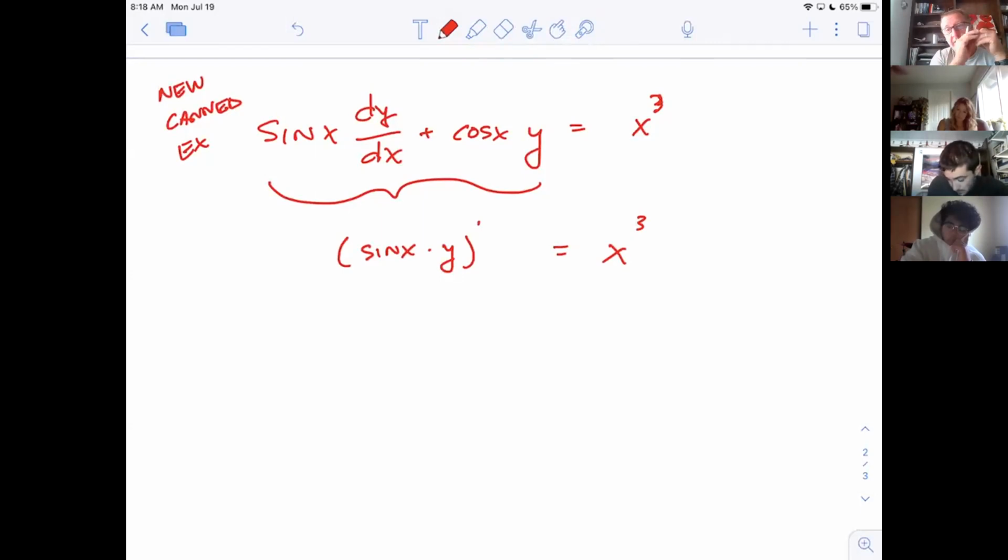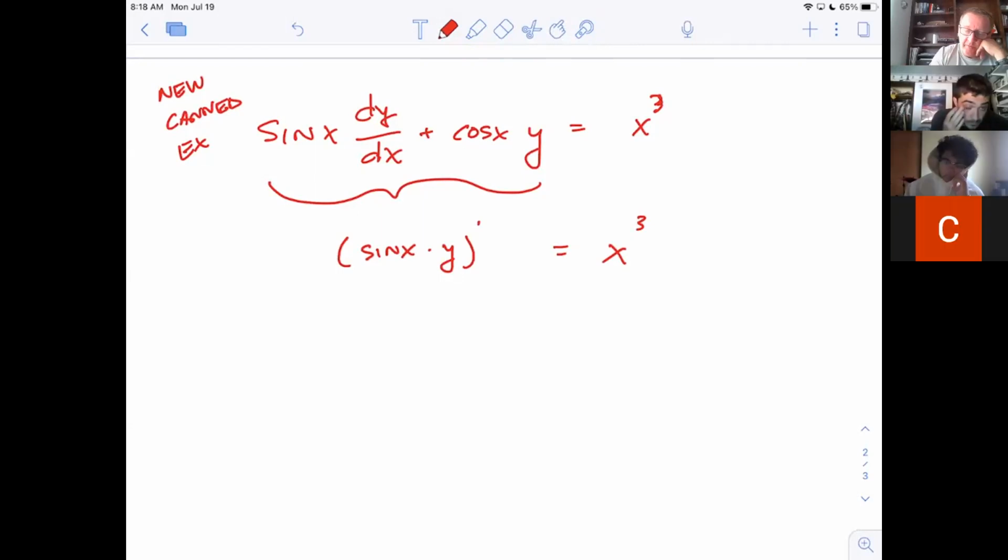Again, do you see why I'm saying the word canned? Like, that's a miracle. It's amazing. The derivative of sine happens to be sitting right there as cosine. It's still kind of hard for my brain to unravel it.